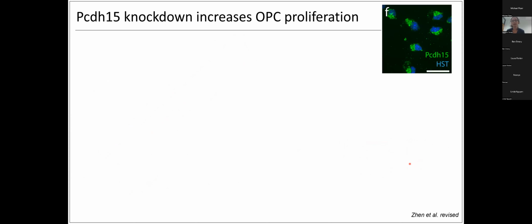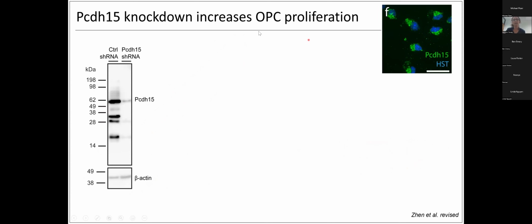To explore this directly, we turned to mouse primary OPCs, generating cultures that look like this one up here in the corner from the early postnatal mouse cortex. These cells are stained to detect protocadherin 15, but the cultures were then treated with lentiviral particles to knock down protocadherin 15. If we look at the Western blot data, cells that were treated with this control scrambled shRNA and stained to detect protocadherin 15, you can see quite a lot of different bands here, and this corresponds to the number of different isoforms of protocadherin 15 that are expressed by the cells.